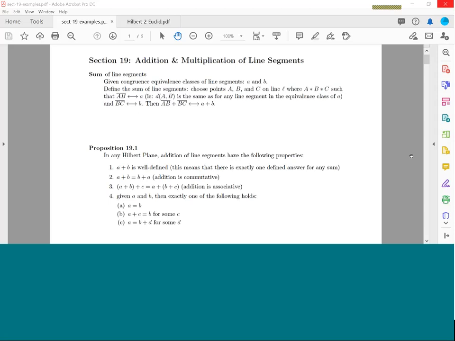So here's what we've got. Turns out we're going to go ahead and define line segments, specifically the sum of line segments. Now we've done this before, and this definition that we have is very, very similar to what we had before. So here's what we've got.